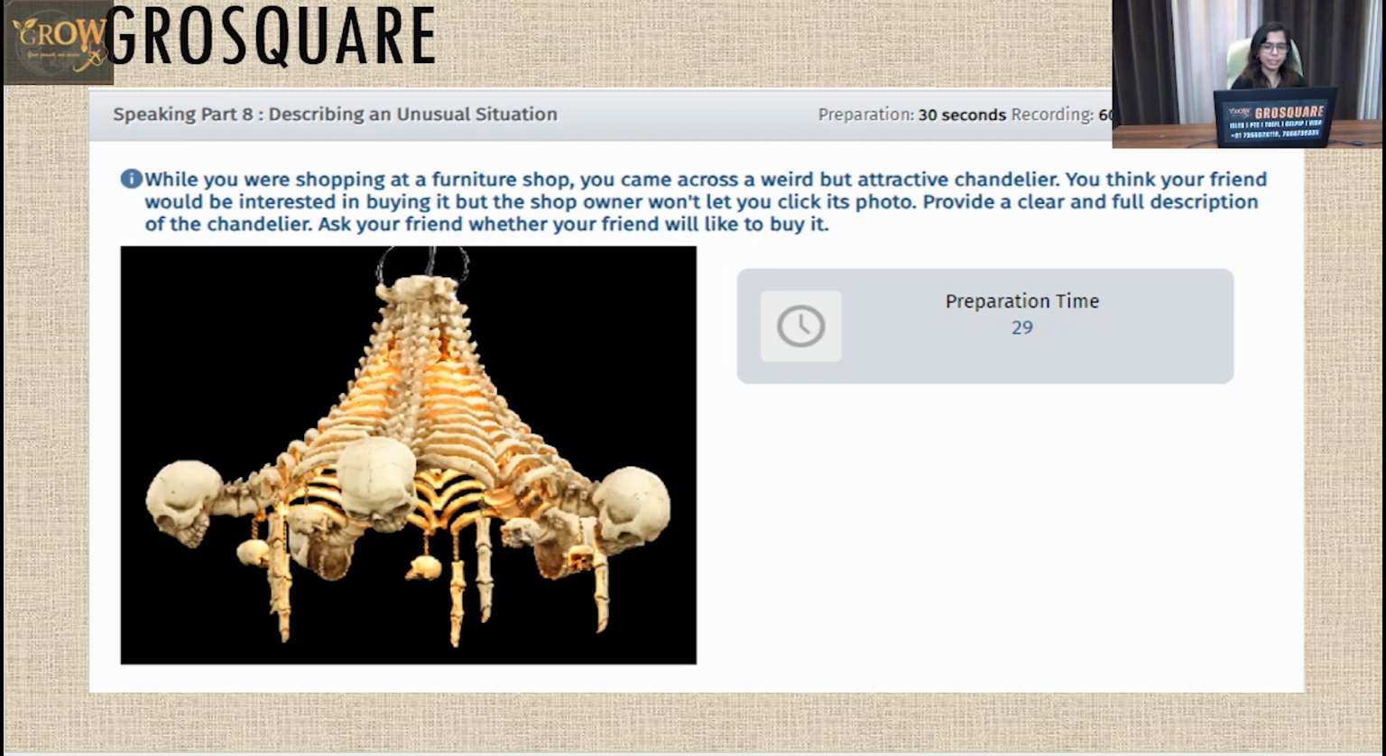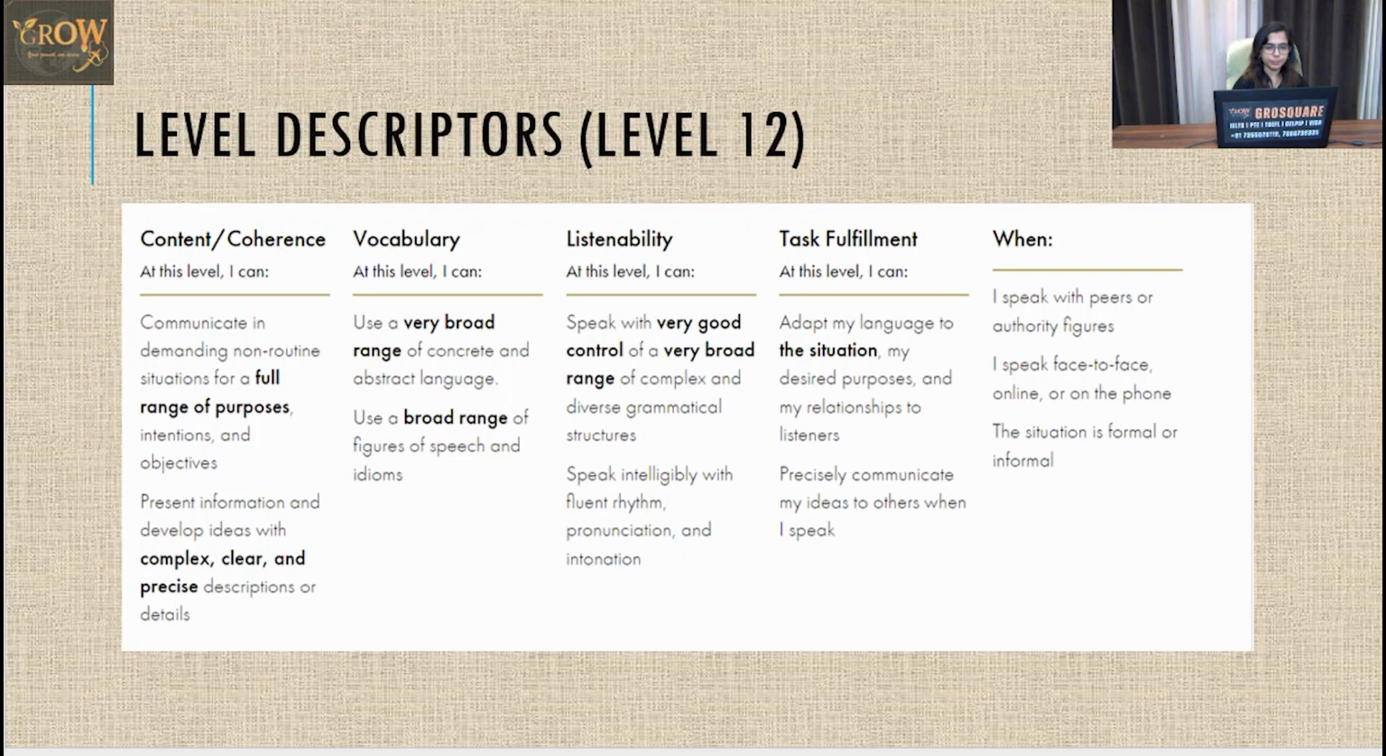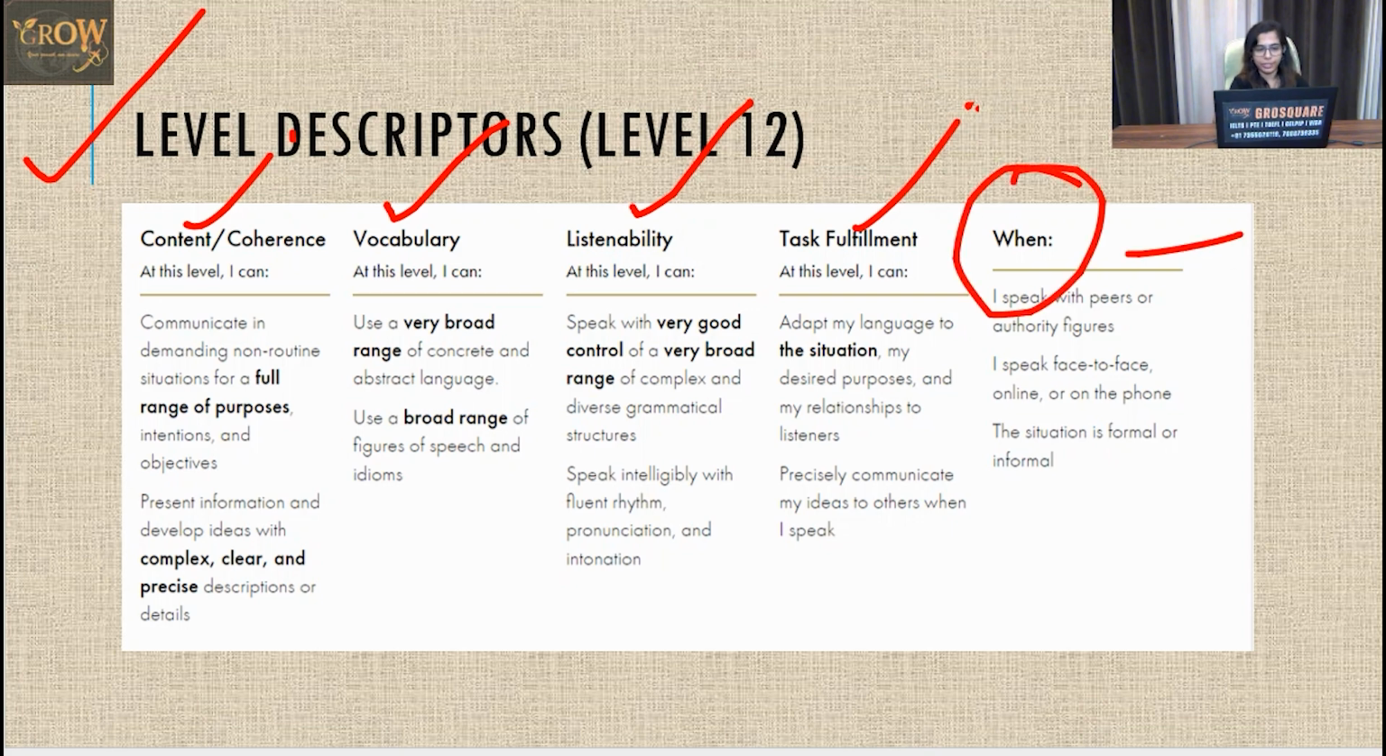Okay, now let's move ahead. We are done with all the tasks of speaking with this. Now we are going to understand the level descriptors of level 12, that is how to get 12. See, there are again 4 parts on the basis of which we are going to be assessed, right? First one is content and coherence, then we have vocabulary, listenability, and task fulfillment, and this is what we can read on our own, right?